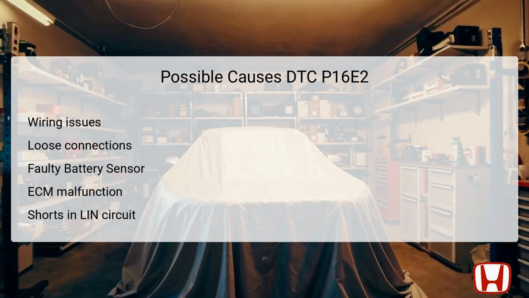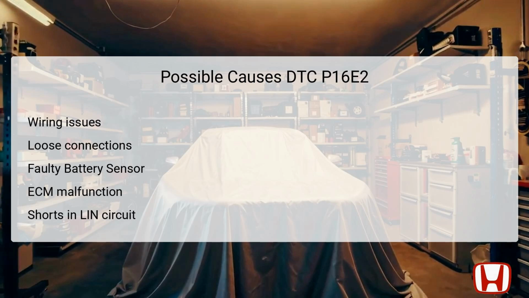Several potential causes can lead to the DTC P16E2. Firstly, wiring issues, particularly in the LIN circuit, might create communication failures. These can include frayed or damaged wiring that disrupts signal transmission. Secondly, loose connections at various terminals can prevent proper communication between the battery sensor and the ECM.